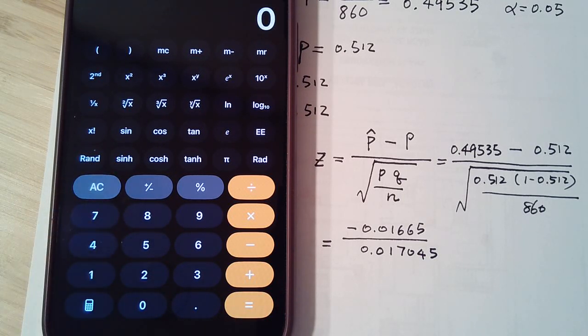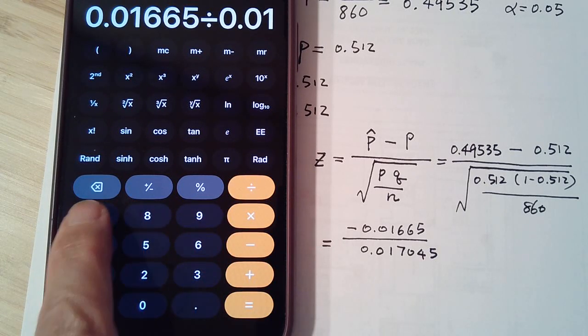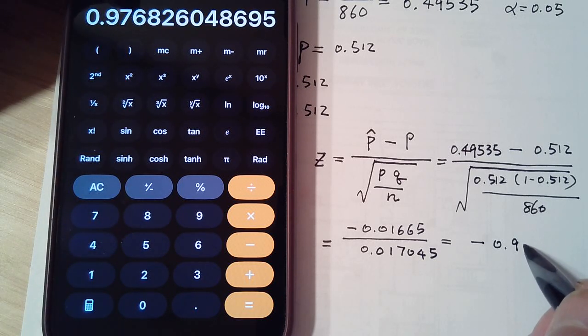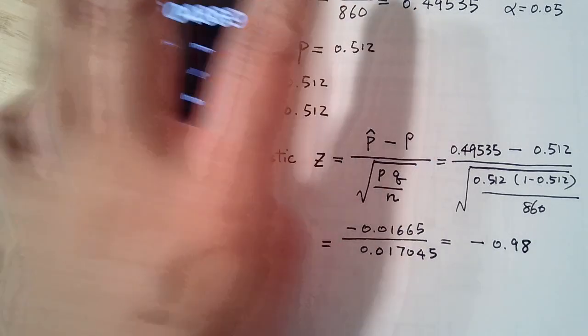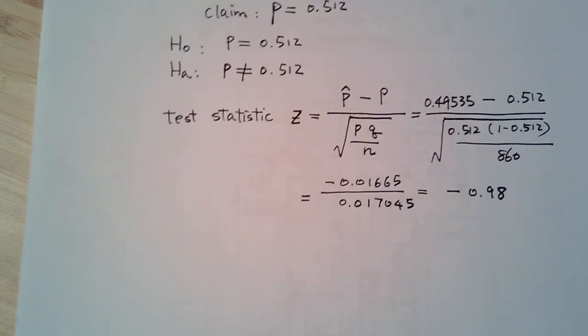So I have 0.01665 divided by 0.017045. My answer is negative 0.98, because for the z-score we keep 2 decimal places. I got my test statistic.